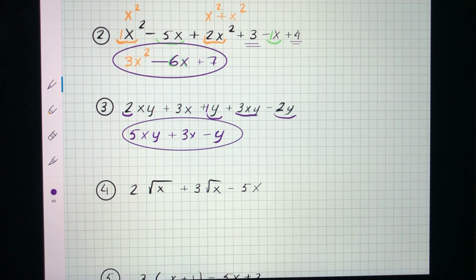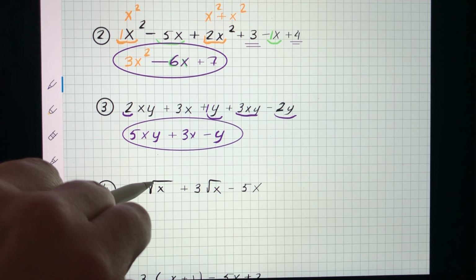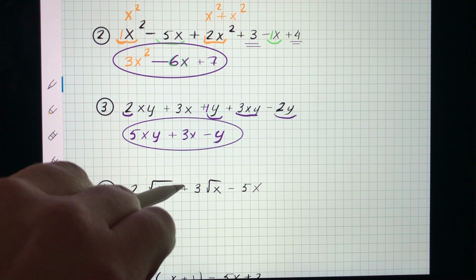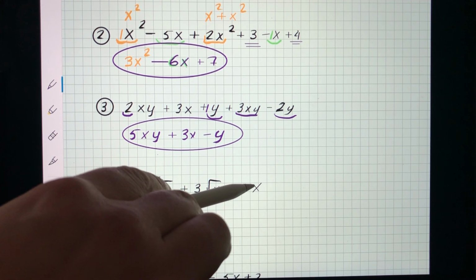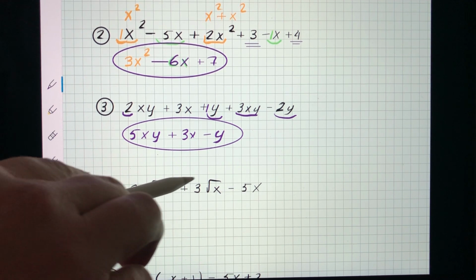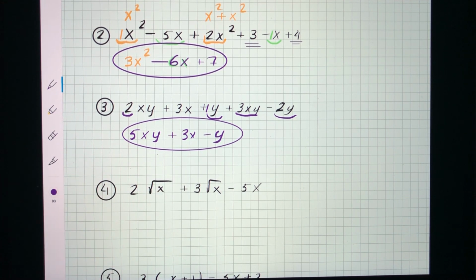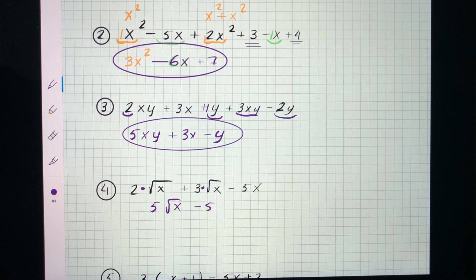The last example, we have square roots. If there is no number in the root, then it's a square root. So we have 2 square root of x plus 3 square root of x minus 5x, just regular x, no square root. So this 5x is different from the first 2 terms, and we cannot combine them. But we can combine the first 2. So 2 square root of x means 2 times square root of x, and that's 3 times square root of x. So we are counting square roots of x. And 2 plus 3 makes 5 square root of x minus 5x, and that's the end for example number 4.